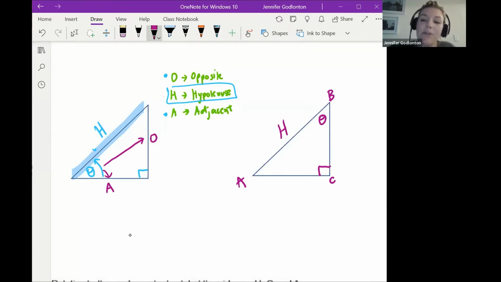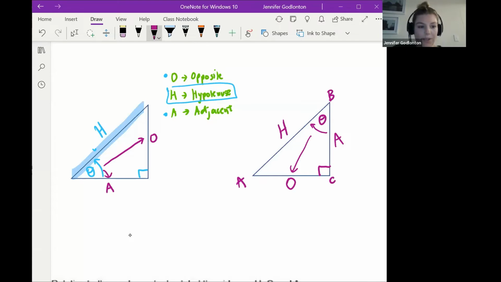Okay, so now remember, adjacent means next to. So we have to think, well, this side over here, that's really far away, but BC is right next to it. So my adjacent side is going to be the one where that theta is touching. Okay, so it's going to be BC. And if that one's my adjacent and my other one is my hypotenuse, then obviously AC is going to be my opposite because it is the one that is opposite my angle. So we have hypotenuse, opposite, and adjacent.